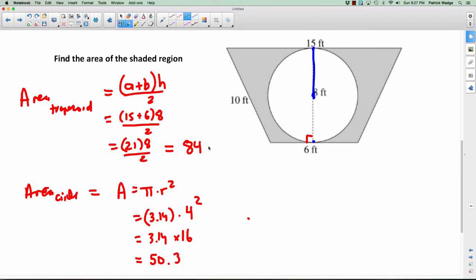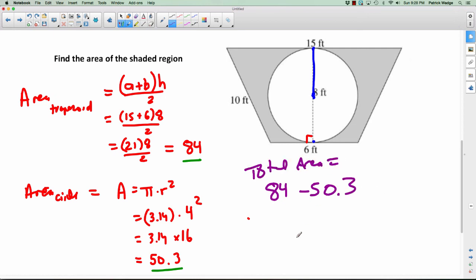Okay, so we have our answers. We have our trapezoid, we have our circle, and what do we say we have to do with those? I'm not going to add them, we have to subtract the circle from the trapezoid. So we're going to go 84 minus 50.3 to get our total area. Total area equals 84 minus 50.3, and that equals 33.7. What are we talking about here? Feet. So we have 33.7 feet squared as our answer.